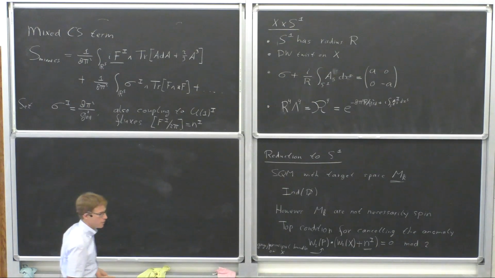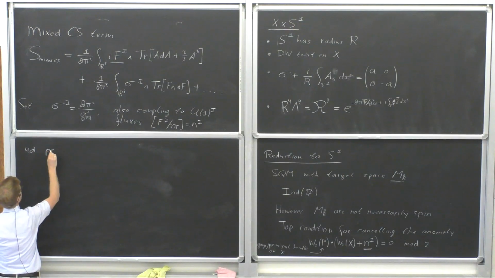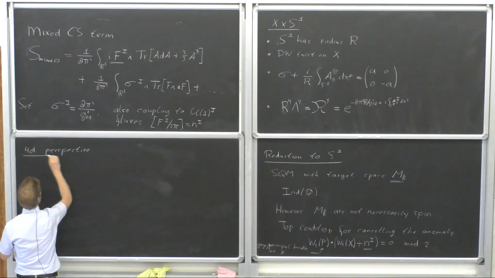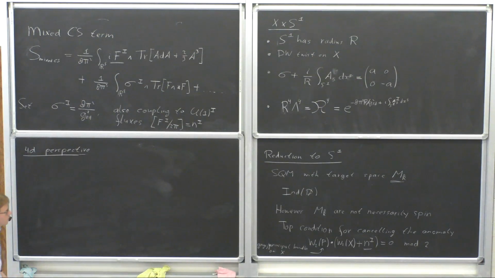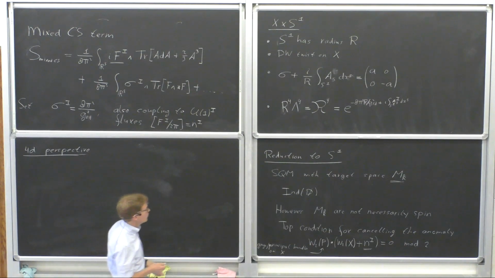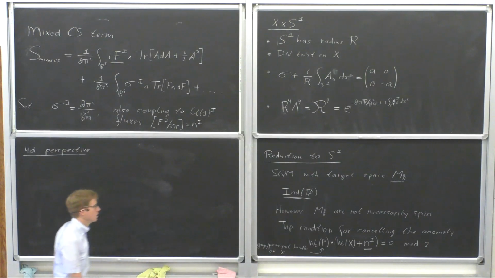Okay, let me then go back to the 4D perspective, and explain a little bit how, from the point of view of the four-dimensional theory, we can set up a path integral, and evaluating that path integral, then reproduce the generating function of these indices.